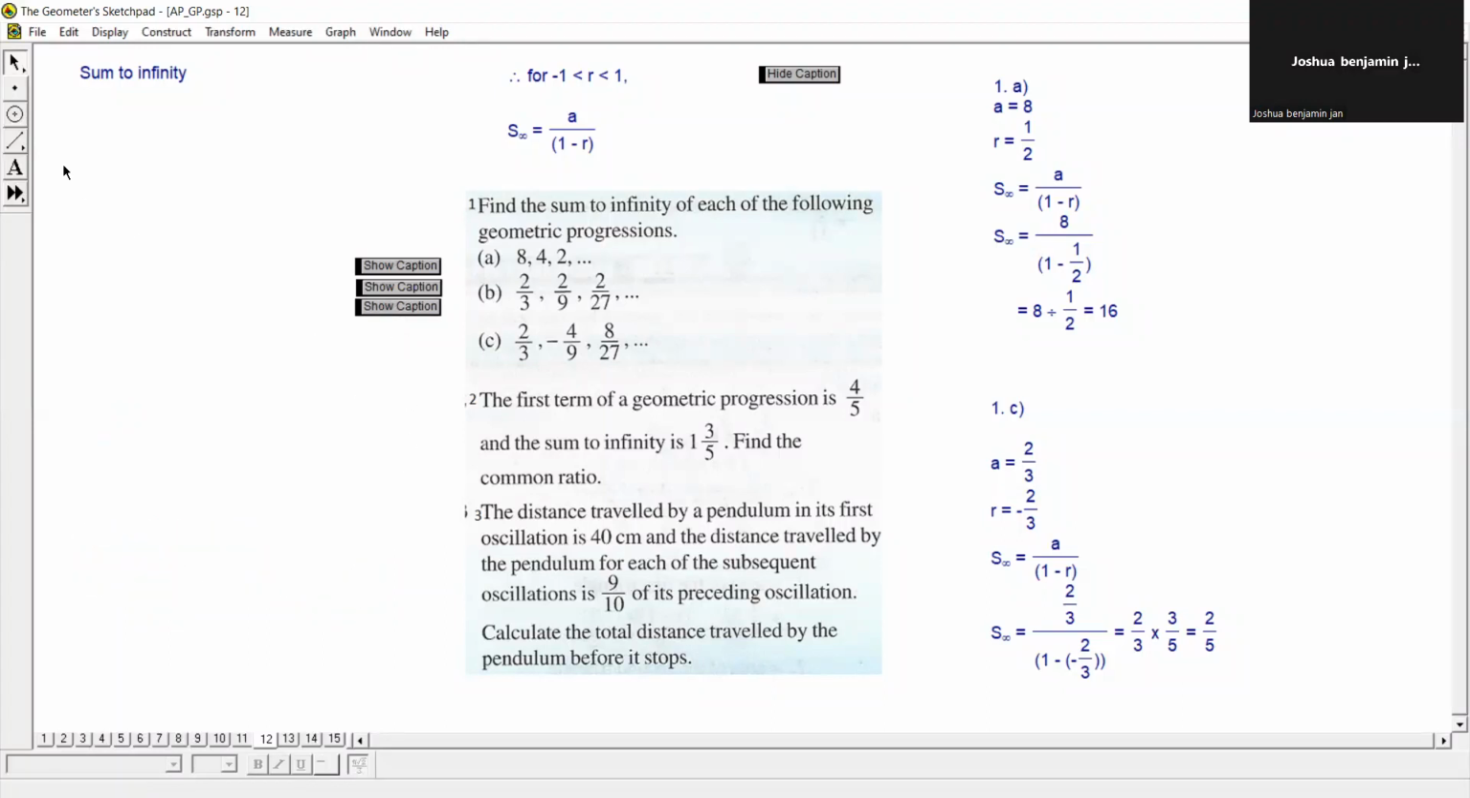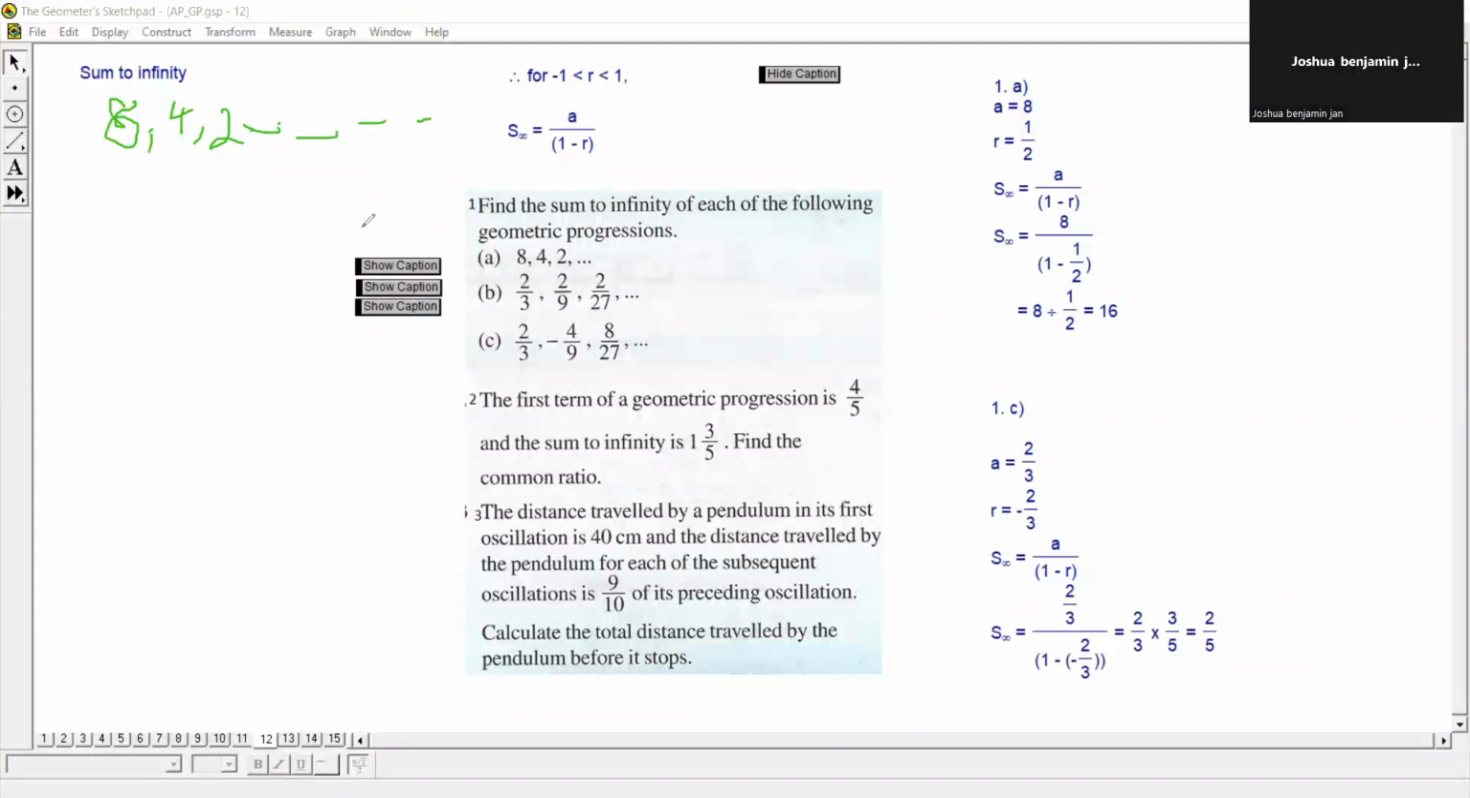Okay, now let's say I have this one, like question number one here, 8, 4, 2, and so on. If I want to add up all these numbers, is it possible to add up all these numbers or not? Yes. But the thing is, I want to add up the numbers until many, many terms.